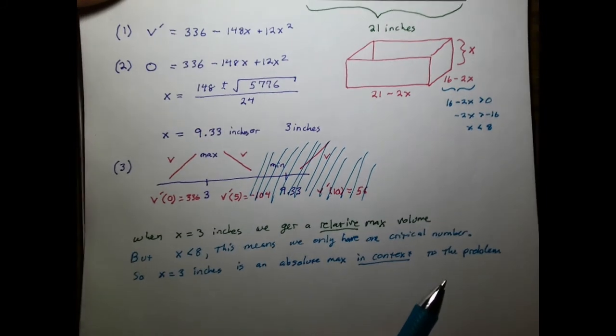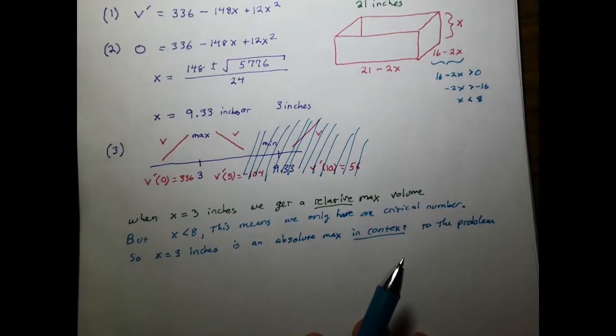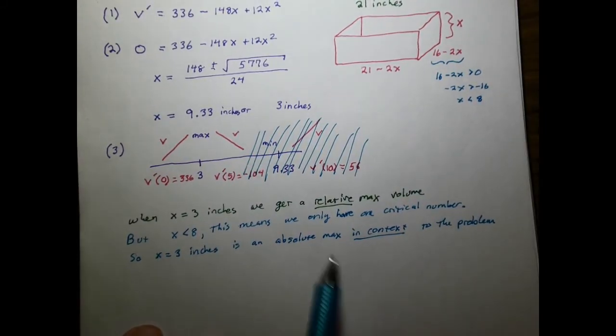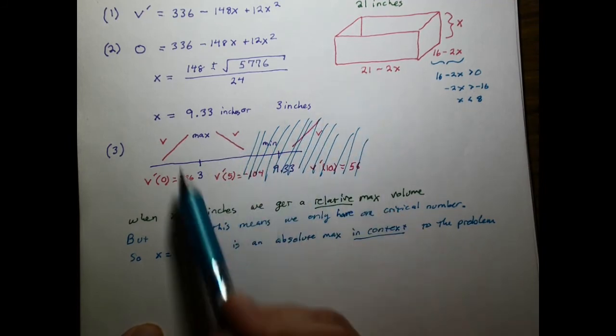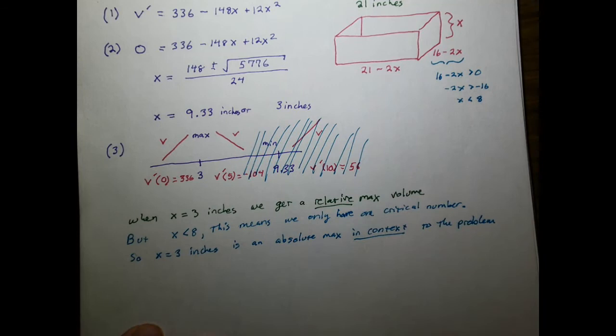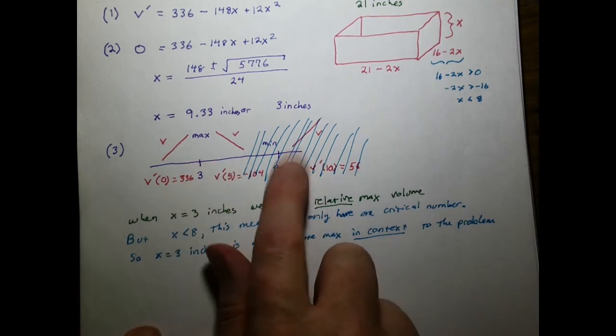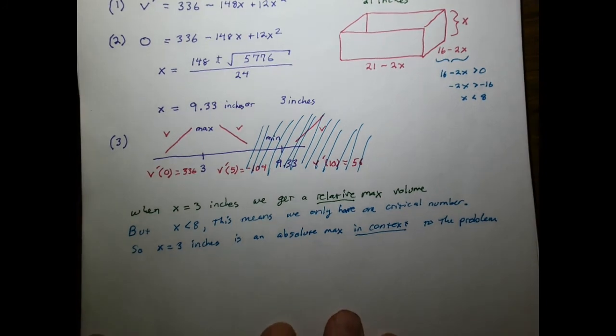So if you're not sure if you've got a relative max or an absolute max, you might have to go to the picture or the graph of the formula, but if you take a look at the problem, often you can exclude the thing that's causing trouble.